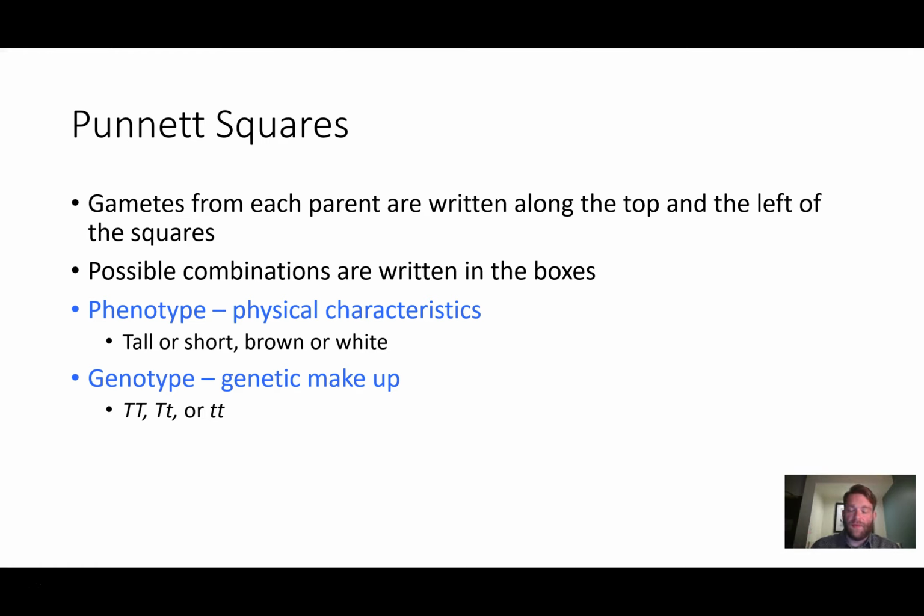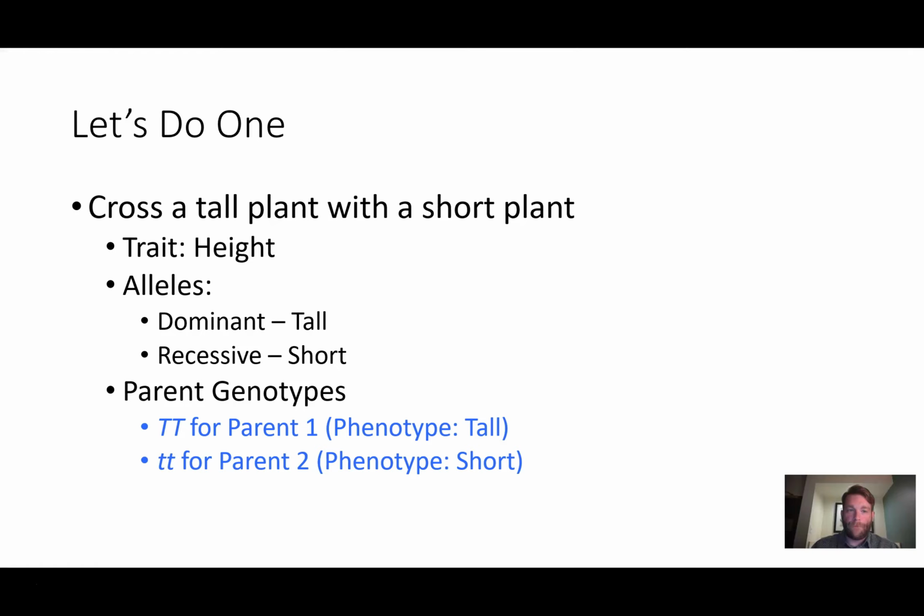Versus genotype, which is just our genetic makeup. So what genes does this individual have? What alleles do they have? And what are the allelic combinations for individuals? Are they homozygous dominant, so they have 2 dominant alleles? Are they heterozygous, so 1 dominant and 1 recessive? Or are they homozygous recessive, so 2 recessive alleles? All right, so we're going to do one.